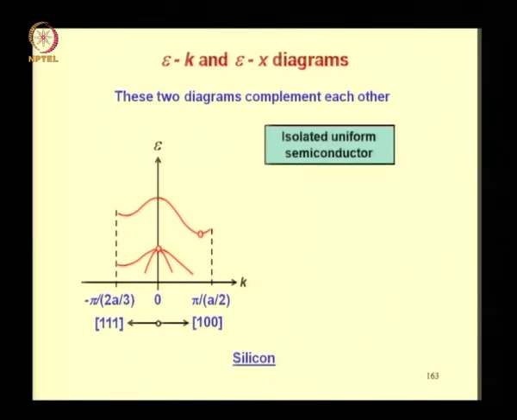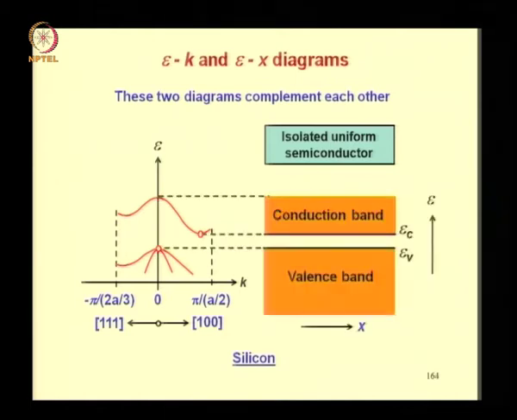Now if we consider an isolated uniform semiconductor, the word isolated means that the semiconductor is not subjected to any electric field or any fields, and conditions in the semiconductor are uniform. That is what is meant by uniform semiconductor. Doping is uniform, composition uniform, temperature uniform and so on. Now in such a case we can draw the allowed energies for electrons as a function of distance as shown in this diagram.